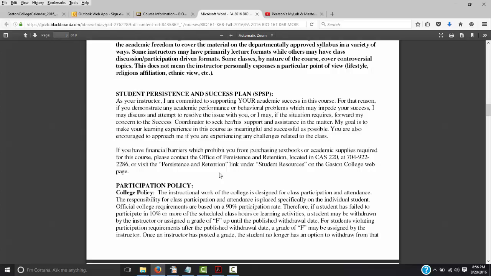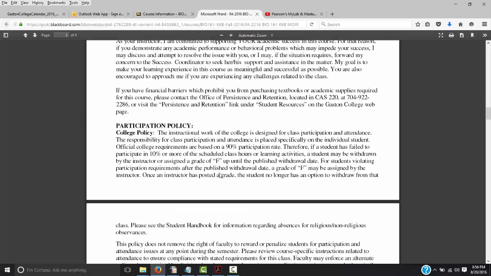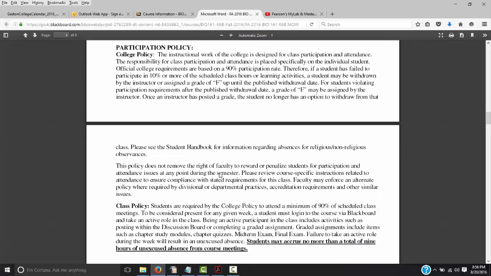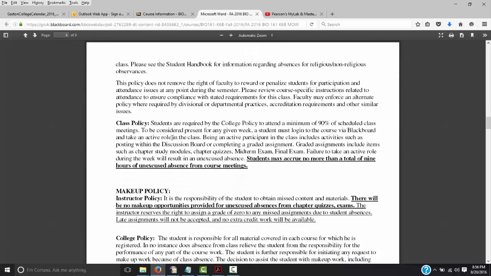So there are ways that the college can help you if you need some financial help for materials. Participation policy. The college policy is you must participate at least 90% in a class or more. If you fail to do so, we as instructors have the right to remove you from a course or to issue you an F.